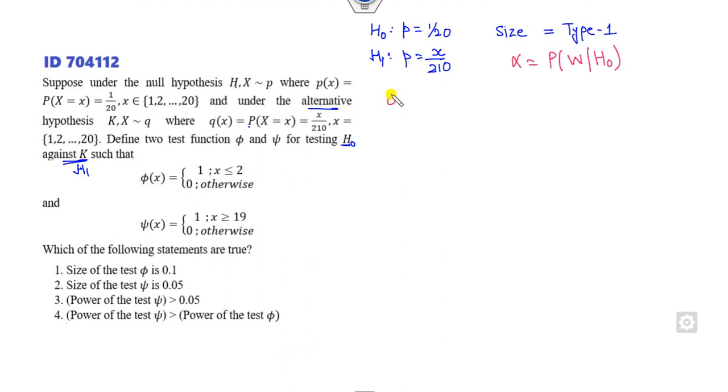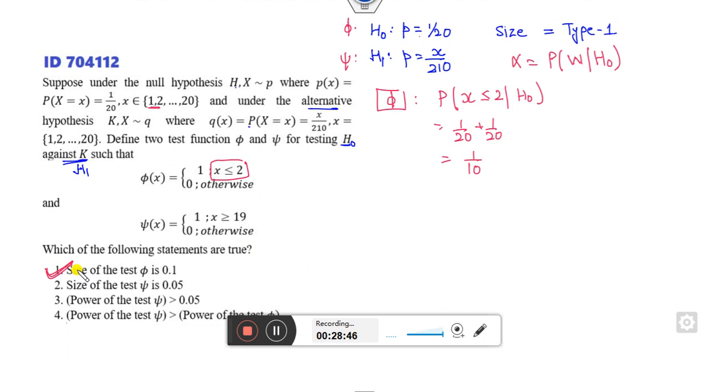So let's say for the phi case, this is for the phi, this is for the psi. How can you define the size of phi? The critical region is x less than or equal to 2, and under H0 the probability is one half. So when x is less than 2, that is 1 and 2, the answer is 1 over 20, 1 over 20. So the answer is 1 over 10, 0.1. So this option is the correct option. Fine. Look at the second option.